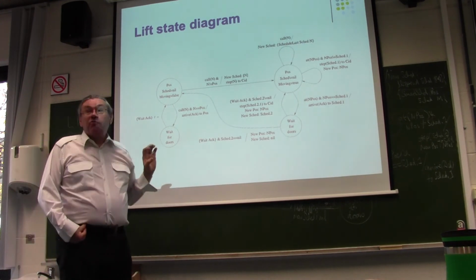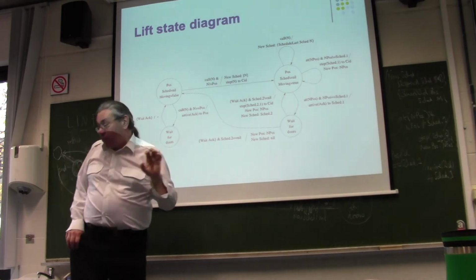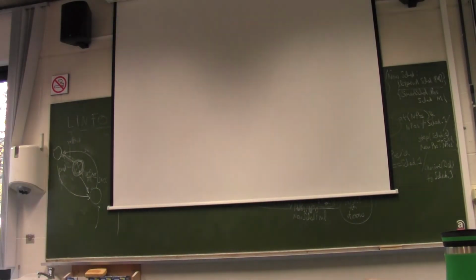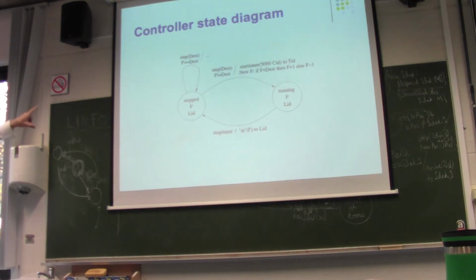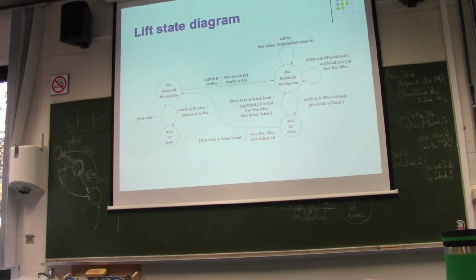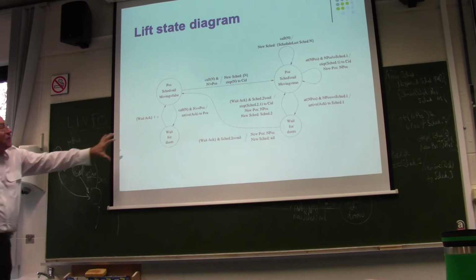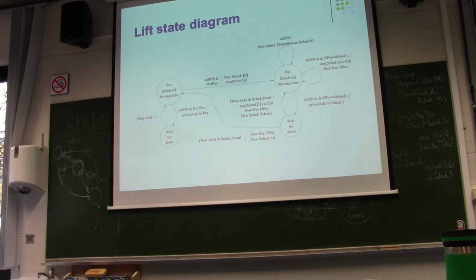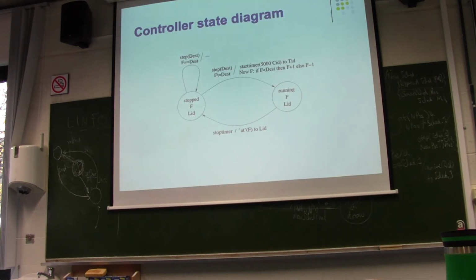And now we can actually write the code. That's actually the easy part. We have these three diagrams: the controller, the floor, and the lift. We have these three state diagrams, and we can convert them into code very easily. Let me show you how that works, starting with the controller.